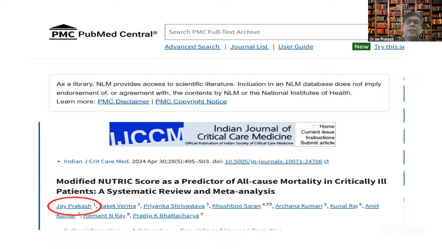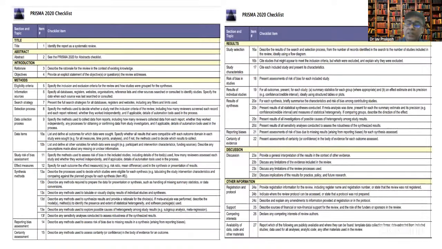Even by looking at the all-cause mortality, how is it going to affect the outcomes, that is 28-day mortality or 90-day mortality. So, this is our research question. Now, proceed with the PRISMA 2020 checklist.